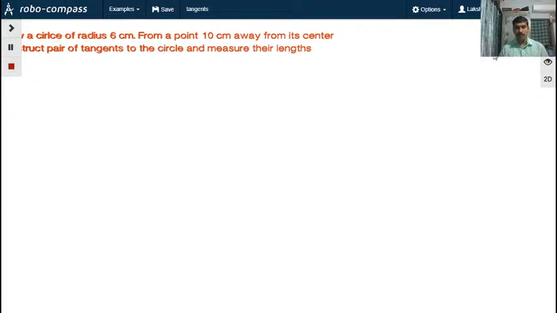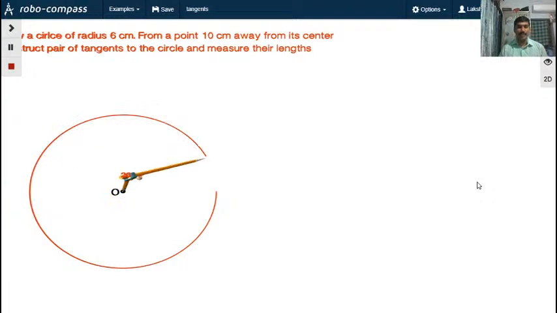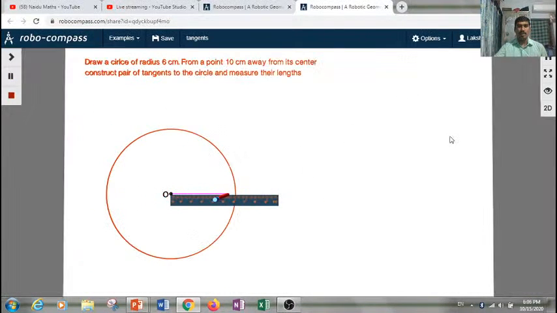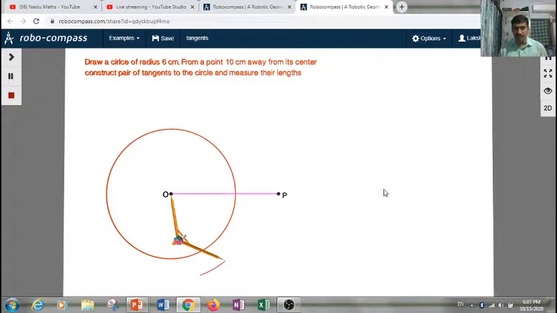So the first step, children. With some point as center, we locate it here with a pencil and take a 6 cm radius. One circle is drawn. Now I am going to locate a point P externally, at a distance of 10 centimeters from this center. After locating that, as we discussed yesterday, we have to draw the perpendicular bisector of OP.